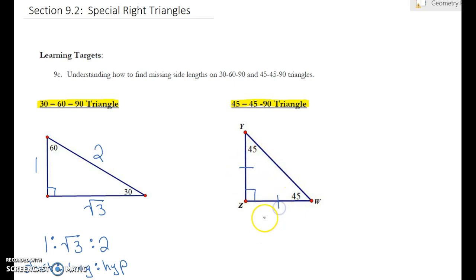For a 45, 45, 90 triangle, if you notice it has two equal angles, so that means it has two equal sides. And so those sides have a measurement of 1. So they are always equal to each other. And then to find the hypotenuse, it's the square root of 2. So the ratios for this one you need to know is 1, 1, square root of 2. So it's leg, leg, hypotenuse. And so it may not make sense right now, but once we start doing problems, it will make a lot more sense.